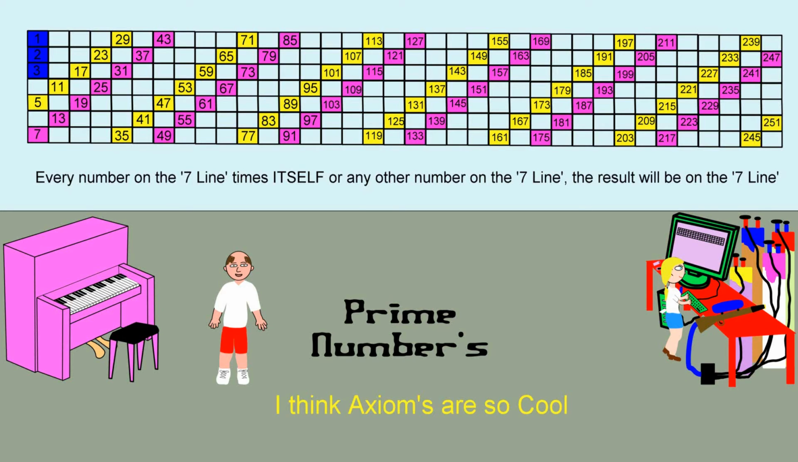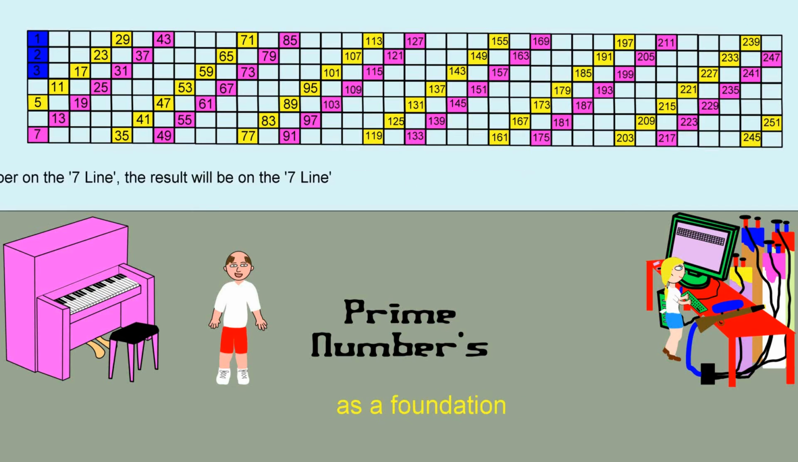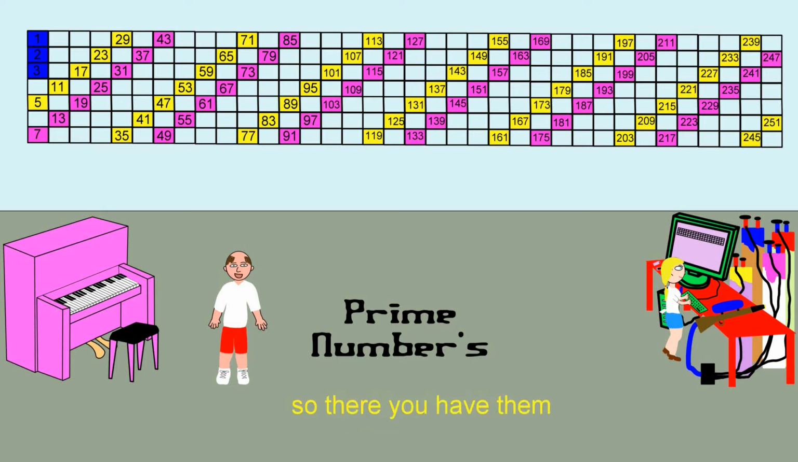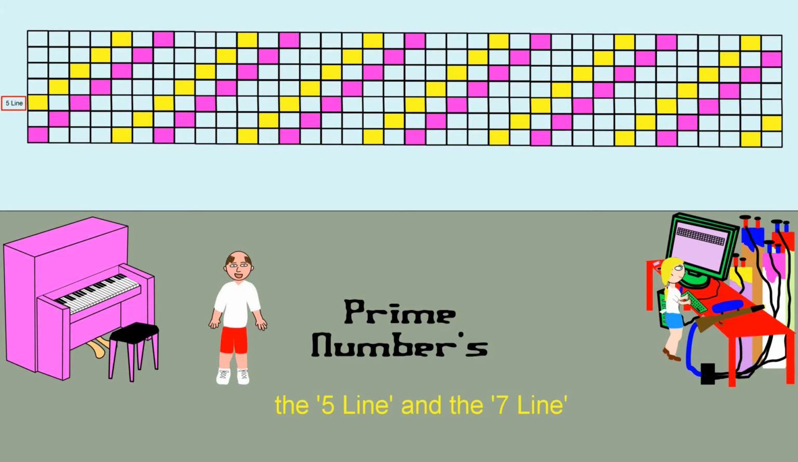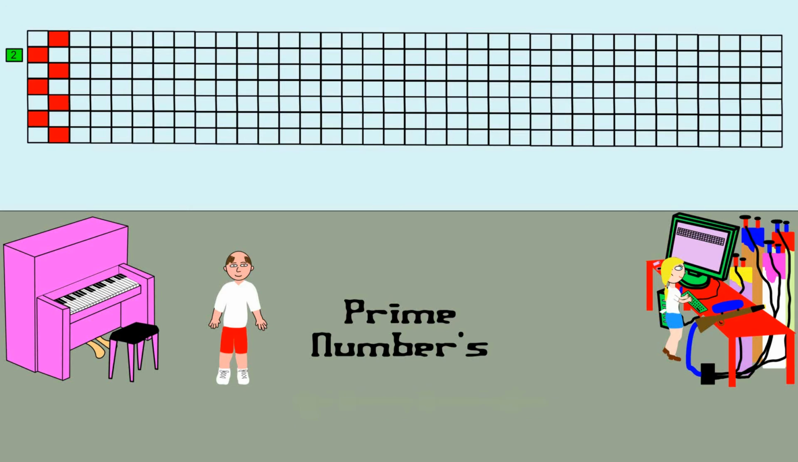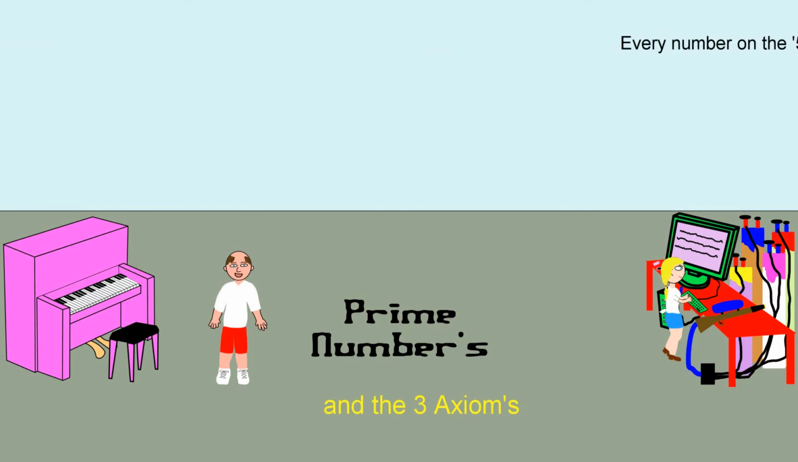I think axioms are so cool, because with them as a foundation, we can exploit the number line. So there you have them, the 3 things I wanted you to know so we can go after all the prime numbers. The 5 line and the 7 line, the 7 symmetries, and the 3 axioms.